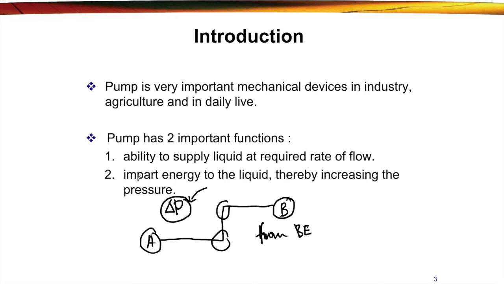Okay, and the ability to supply liquid at required rate of flow, because in the Bernoulli's equation we know that we have to find the velocity. That velocity is actually the velocity for the required flow rate. So if we want that kind of flow rate, then we have to use the velocity, and after that we will calculate the Reynolds number and we solve the Bernoulli's equation. Then at the end of that Bernoulli's equation, we will find that amount of delta P required for this liquid to flow from A to point B.